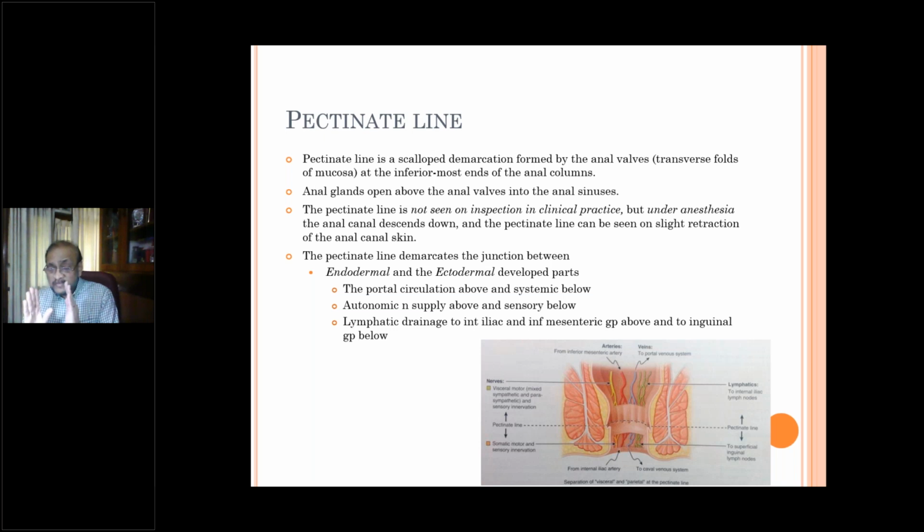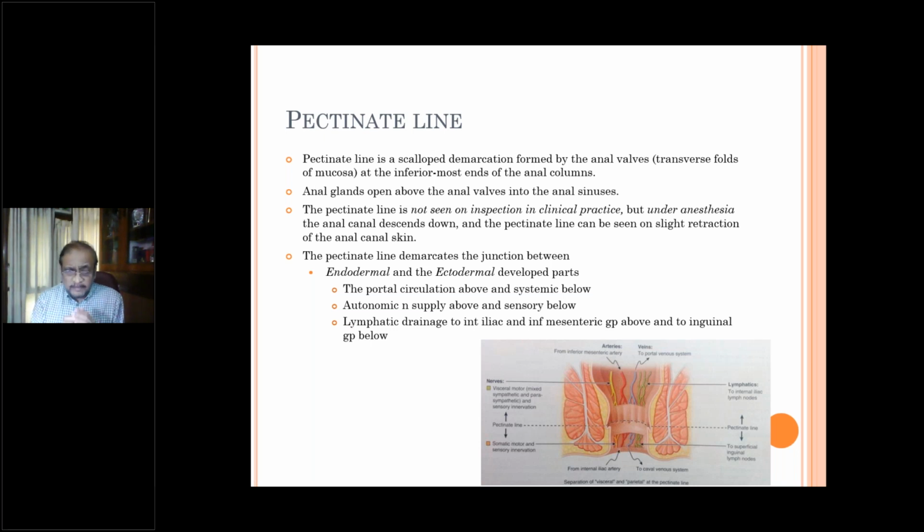Now, it is very, very peculiar and characteristic that if you're doing inspection in clinical practice, for example a proctoscopy, you will not be able to see a pectinate line very clearly. Remember that. It is not seen on inspection in clinical practice. But if the same patient is under anesthesia, the anal canal descends down and the pectinate line can be seen on a slight fraction of the anal canal skin. It's very, very clearly demarcated.